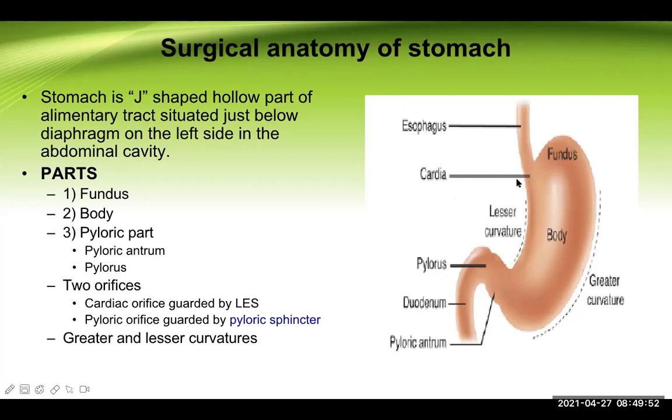Now there are two orifices: the cardiac orifice, which is guarded by the lower esophageal sphincter, right here, and the pyloric orifice, which is guarded by the pyloric sphincter, present here. One important point, which you already know, we have discussed before in gastroesophageal reflux disease: this lower esophageal sphincter is a physiological sphincter. There are no thick muscles present here, so this is purely physiological. The pressure is determining this orifice.